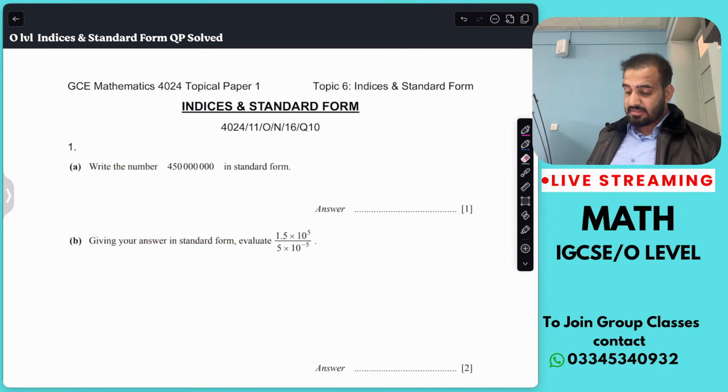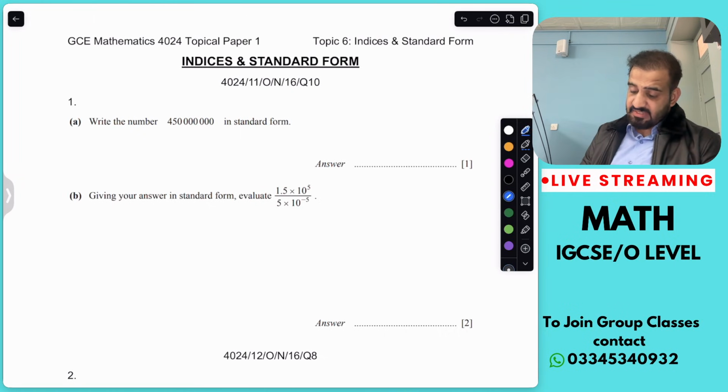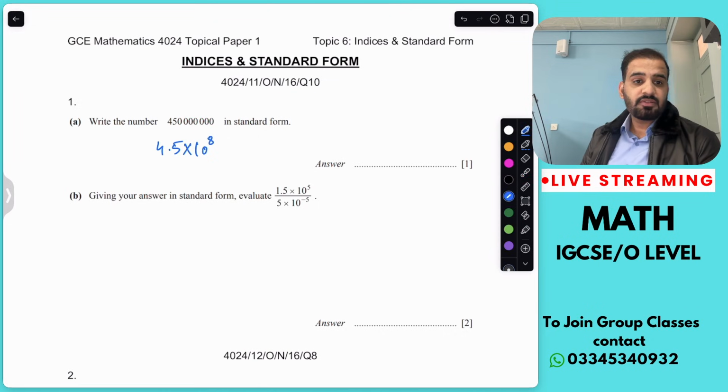Write the number in standard form. So there is a decimal at the end. So we move that decimal to the left. So it will become 4.5 cross 10 raised to power. How many decimals did we move? 1, 2, 3, 4, 5, 6, 7, and 8. So 10 raised to power 8.